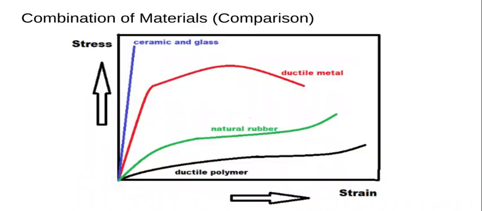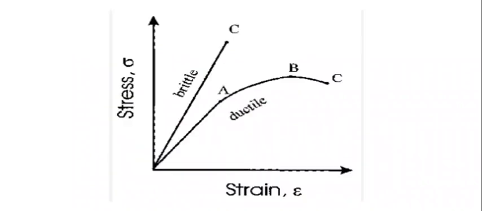So we can combine all these materials together into one graph, and we can see this comparison where ductile polymer requires so much strain and has the least stress. And as you go on, you can see that with less strain, it will cause more stress to the ceramics and glass. And you can compare it.